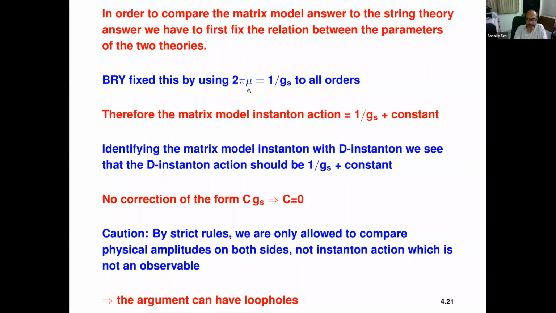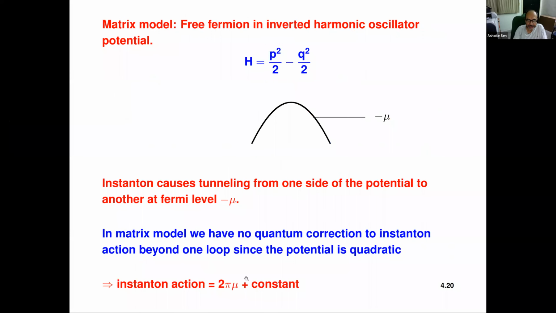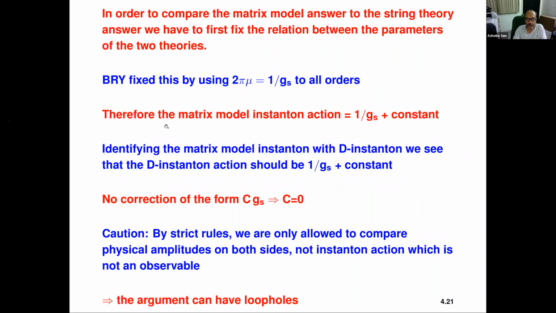Which basically means that in their convention for the relationship between mu and 1 over G string, the instanton action is just 1 over G string plus a constant. The constant is just an overall multiplicative factor independent of G string, but there is no order G string correction to the instanton action. So the matrix model instanton action is 1 over G string plus constant. Now if you identify this with the renormalized D-instanton action, we see that the D-instanton action should be 1 over G string plus constant. So there should be no correction of the form C times G string, and hence C should be 0.